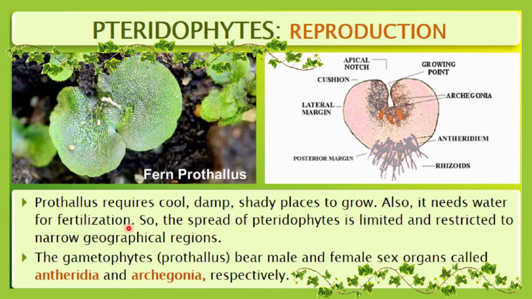Be very clear here: what will be needed by this prothallus for reproduction or fertilization? Water. So the spread of a pteridophyte is limited. Why is it limited? Only because it requires water for the fertilization. It is restricted to a narrow geographical region, because it needs water for the fertilization. That's why the pteridophyte is limited and restricted to a narrow geographical region.